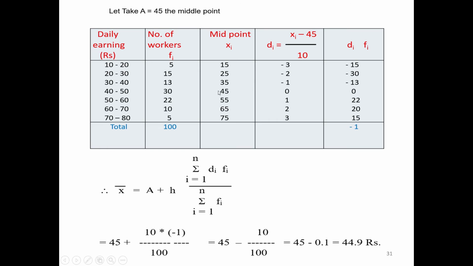So let's take A equal to 45. Here it is very easy to choose A because these are in odd numbers. If it is an even number, then we have to take one of them. But here 45 is the central-most value. So A is 45. And we divide it with what? We divide it with the magnitude of the class. What is the magnitude of the class? It is 10. So (xi minus 45) divided by 10. For these xi, it works out to minus 3, minus 2, minus 1, 0, 1, 2, 3.